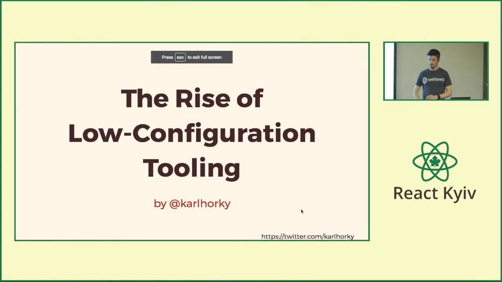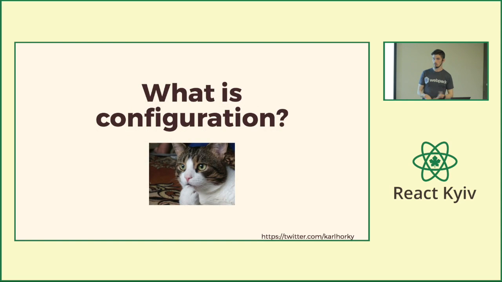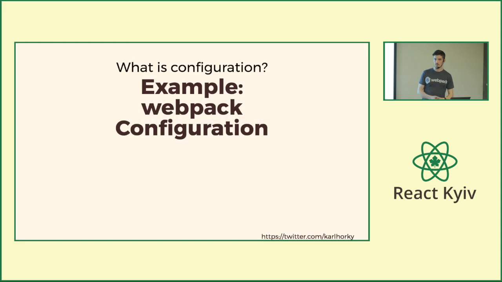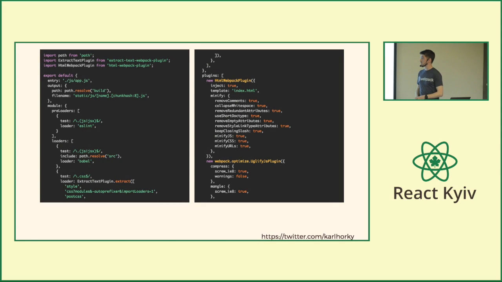So to tell the story about this, we should probably be clear on a couple definitions first. So one thing is what is configuration actually? So what is the definition of configuration? How can we define that? So we can take an example. Maybe you guys have used webpack in the past, and webpack is well known for its configuration. So here's some webpack configuration. So how can we generalize this? This is an example, but how can we generalize this into a definition of configuration?